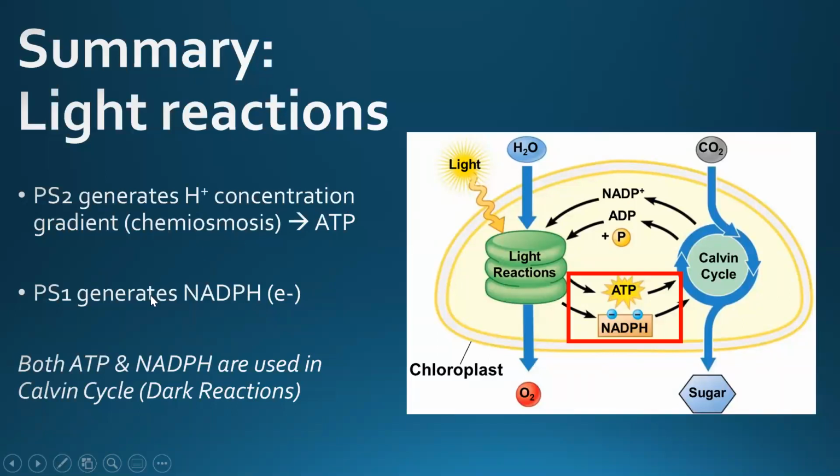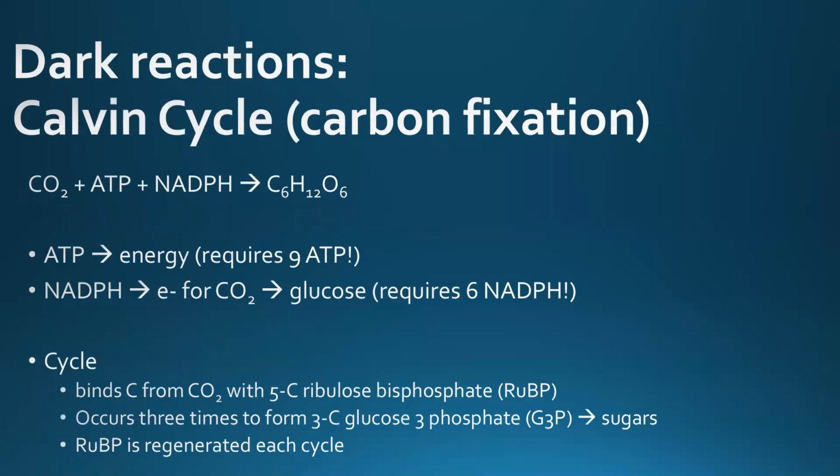Photosystem 1 is going to generate the NADPH via the excited electrons that are going to go to NADP plus, causing the NADP plus to be reduced to NADPH. Remember that both the ATP and the NADPH are going to be used in the Calvin cycle to produce glucose.